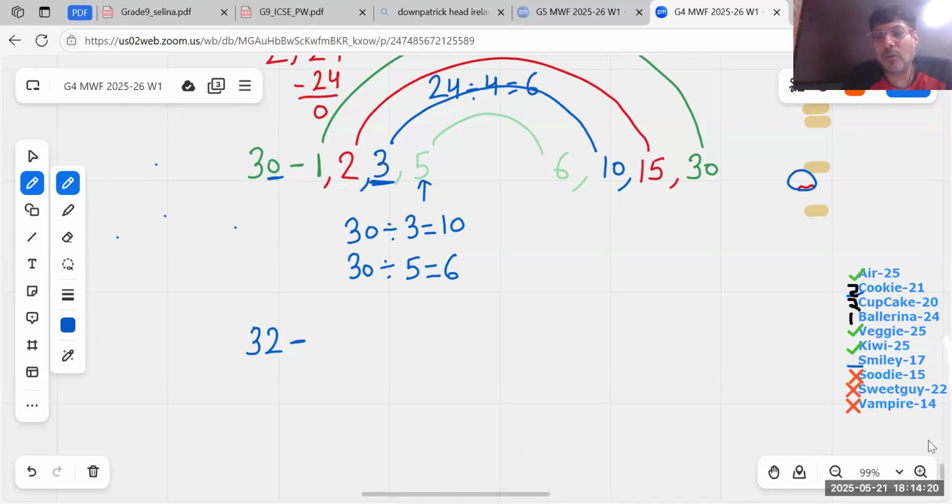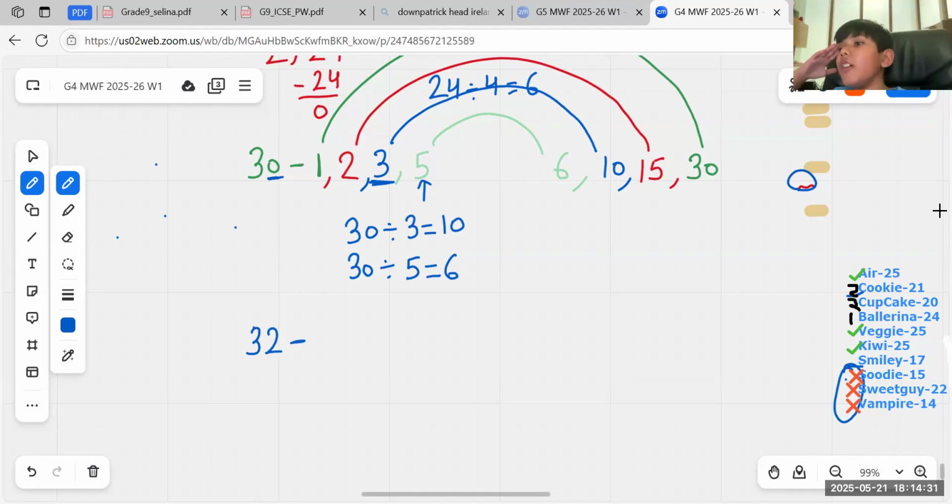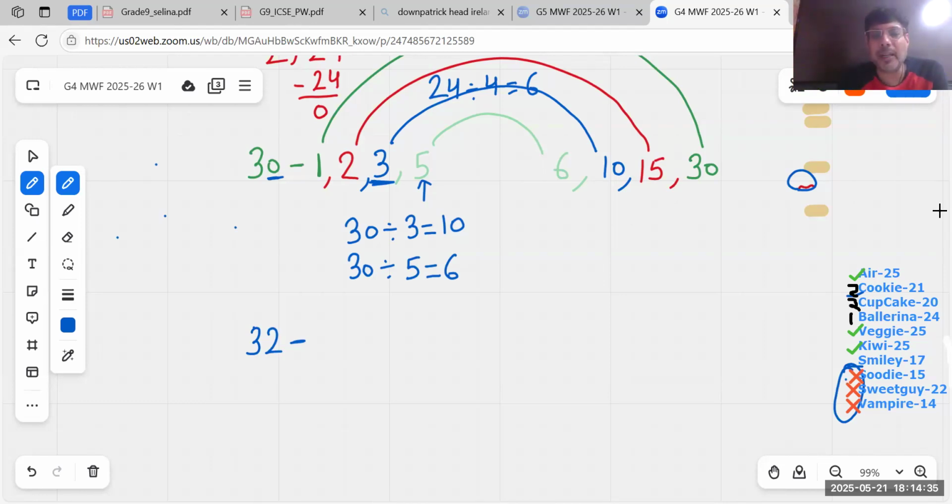Okay. So now I will talk to Sudhi, Sweet Guy, and Vampire. Vampire, which is the first factor? Sir, 30 equals to 1, 2, 4 and 5. Beta, you wrote 30 and there is no equals to; we have to say factors. So you were not paying attention, Vampire. Clearly, you will stay back for one more question. So first, 1 is a factor of all numbers. So I will write 1 and 32.